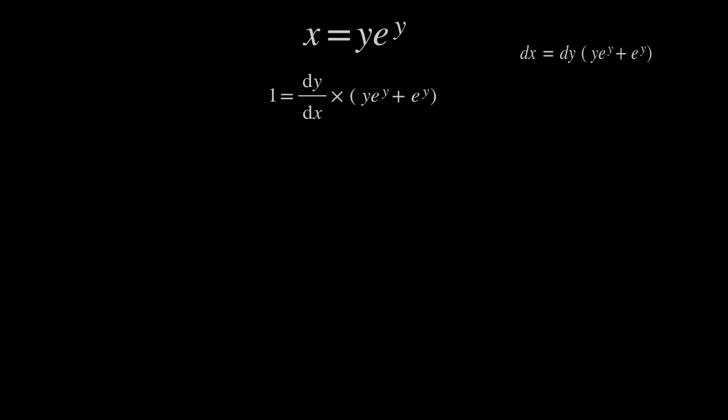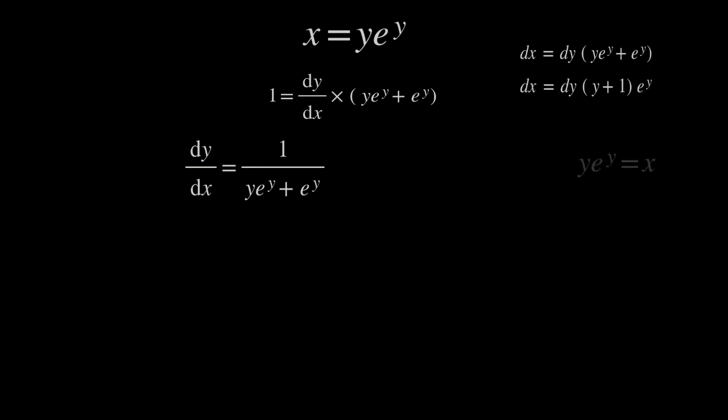Now we can multiply both sides by dx to find out that dx is equal to dy times y e to the y plus e to the y. Factoring out e to the y, we get that dx is equal to dy times (y plus 1) e to the y. Keep that on your mind, we are going to use it later. Now, dy/dx is equal to 1 over y e to the y plus e to the y. And knowing that y e to the y is equal to x, we replace it by x, and we replace e to the y by x over y.